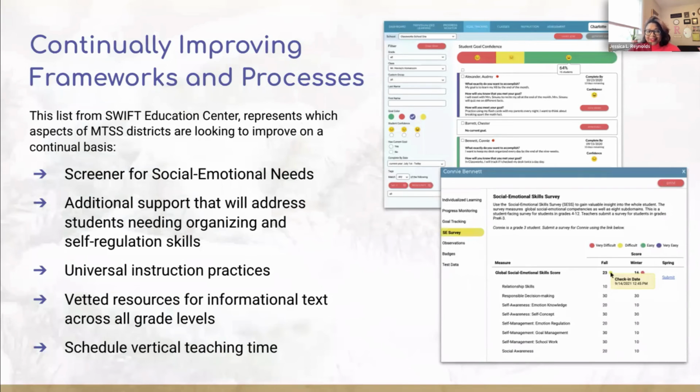Okay, we're done, right? Well, unfortunately, no. A super important aspect of MTSS is continually improving your framework and your processes. For example, this list from Swift Education Center represents which aspects of MTSS districts are looking to improve on a continual basis. Screener for social and emotional needs, additional support, universal instruction practices and frameworks, vetted resources, and schedule vertical teaching time. And from our experience, we're hearing these same areas of concern from our partner districts.